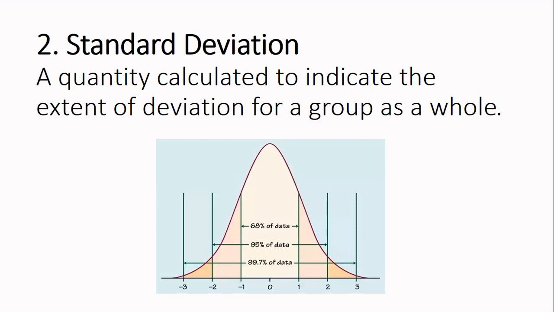Next is standard deviation. Standard deviation is defined as the quantity calculated to indicate the extent of deviation for a group as a whole. So this is an example, or this is a normal curve. And then, ang standard deviation is the movement above and below sa zero. So, ni-deviate siya sa zero. So, pwede siya padumbabaw. Ari siya sa 1. So, above 0, those are positive values. And below zeros are the negative values.